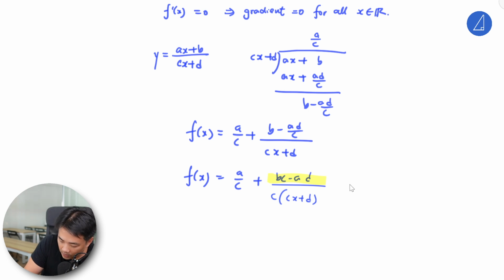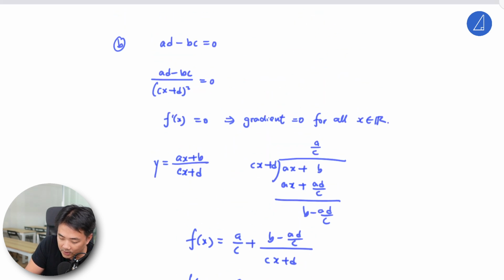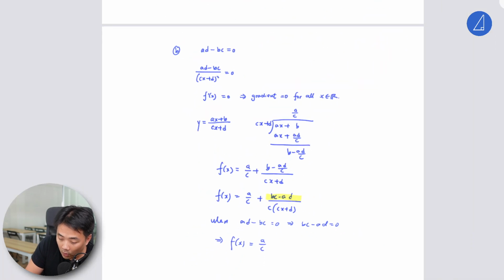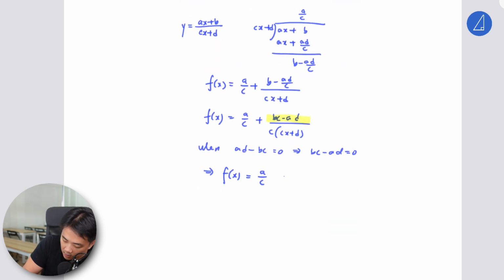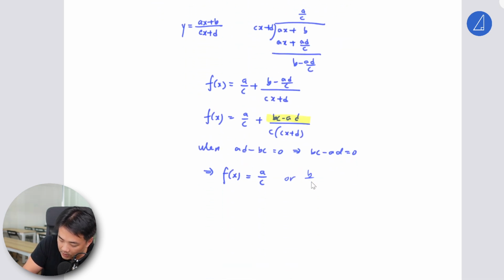So when ad equals bc, or ad minus bc is 0, this would also say that bc minus ad is 0. So essentially f(x) would just be equal to a over c. Or because ad equals bc, a over c is also b over d. So you can rewrite this as b over d, particularly in this case here.